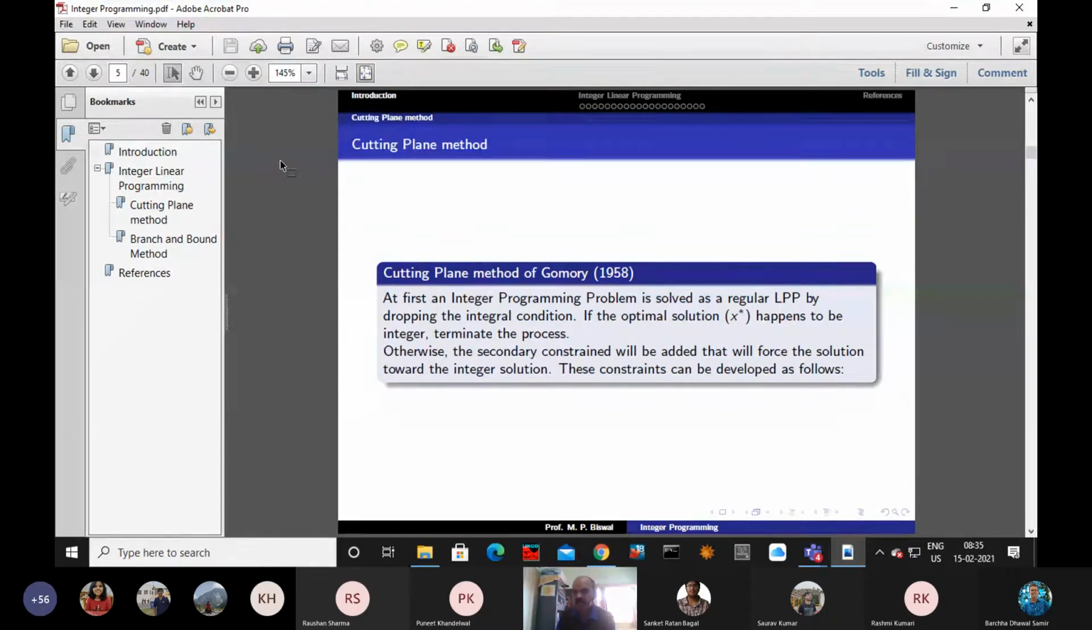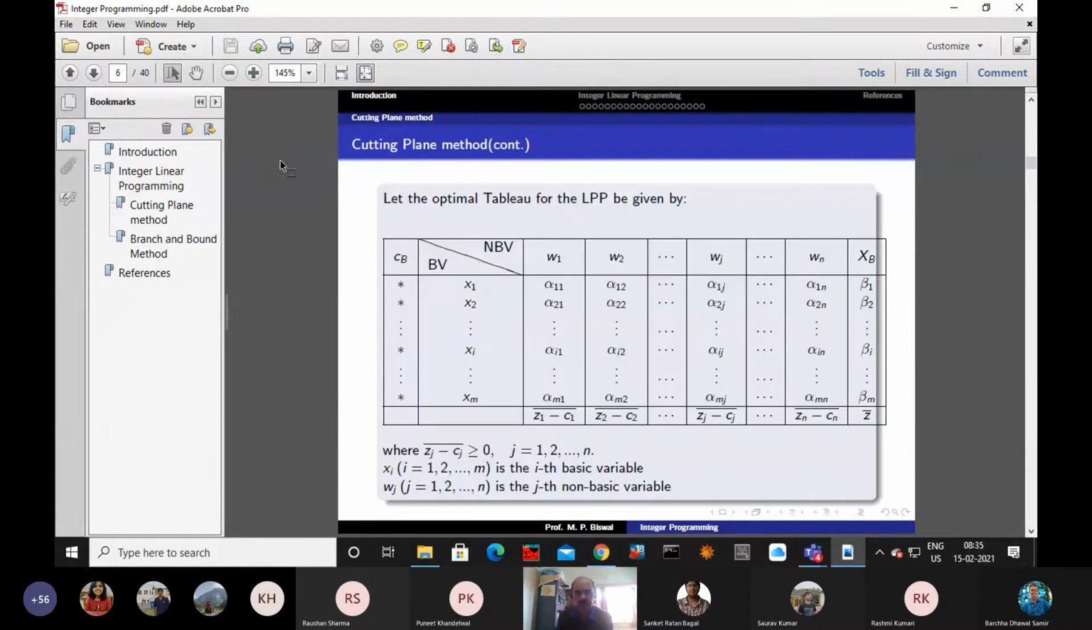These constraints can be developed as follows. According to the simplex table, maybe the initial table, maybe the optimal simplex table, maybe some intermediate table, consider a problem having n variables and m constraints. Let us say the constraints are all less than or equal type and the objective function is maximization type. So we introduce slack variables.